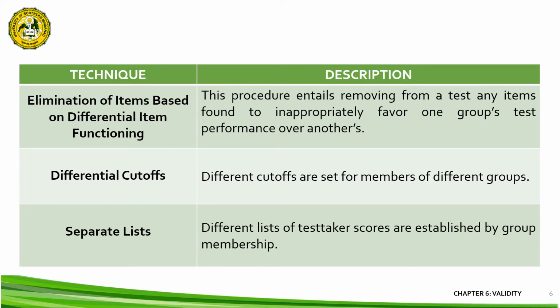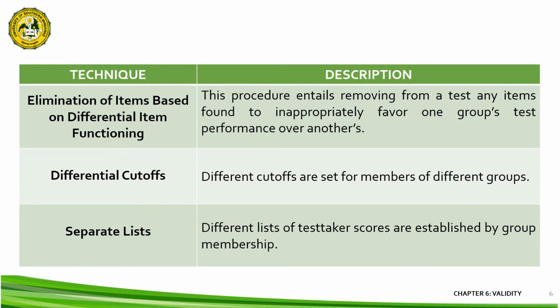The fourth technique is differential cutoffs. Differential cutoffs are set for members of different groups. For example, a passing score for members of one group is 61, whereas a passing score for members of another group is 70. As with the addition of points, the purpose of differential cutoffs is to reduce or eliminate observed differences between the groups. The use of differential cutoffs promotes fairness by directing the cutoff to one certain group when deriving their test scores.